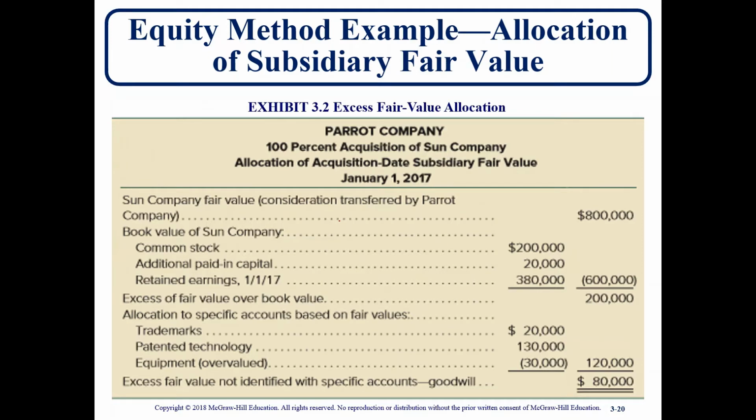And we're going to be working with an example here. Parent company purchased Sun Company for $800,000 on January 1st, 2017. This is the same example that we looked at in the previous presentation for year one. So here we're looking at a subsequent year. And we have the book value on the date of acquisition of Sun Company. We had a difference that was allocated to assets that were under and overvalued. We still had a remaining difference of $80,000, which we call goodwill.